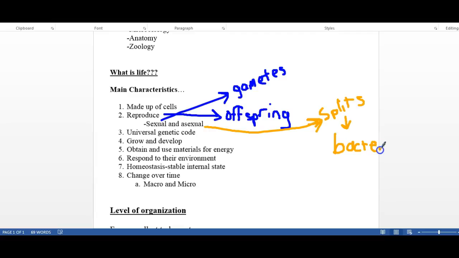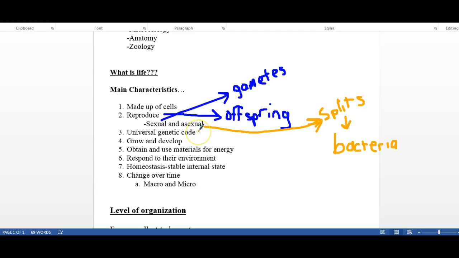Now, the sexual is much more complex. The sperm and egg come together, they form this zygote. The zygote then immediately starts splitting and producing many cells. And this is really, sexual you think multicellular, asexual you usually think of unicellular. But important, if something's alive, it must reproduce.